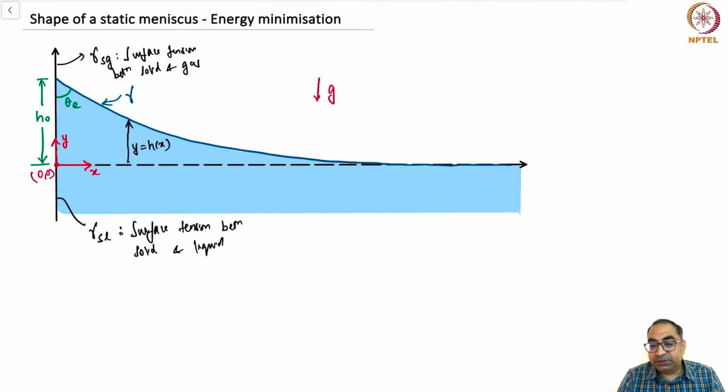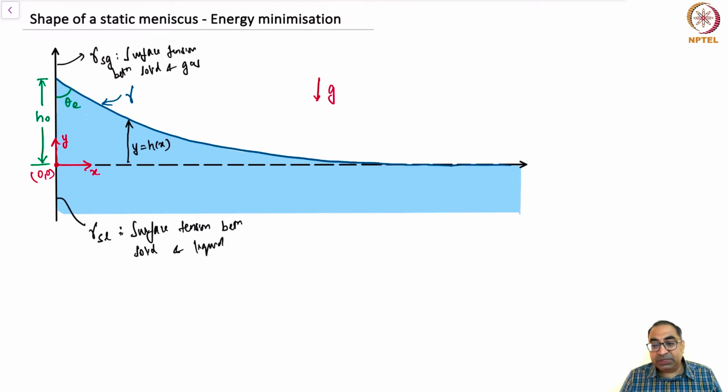So what you see in the figure is a meniscus which has risen to a height of h0, and it's making an angle of theta e at the wall. I have also indicated new surface energies. So gamma SL denotes the surface energy corresponding to the surface tension between the solid and the liquid, and gamma SG is the surface tension between the solid and the gas. And gamma is our usual surface tension between the liquid and the gas.